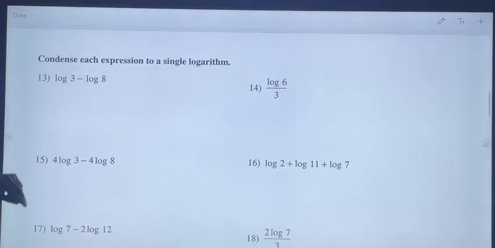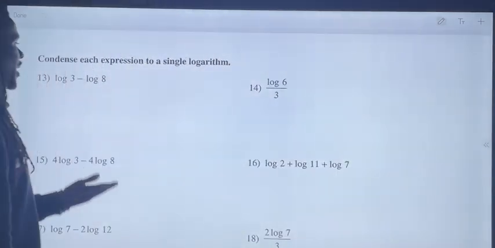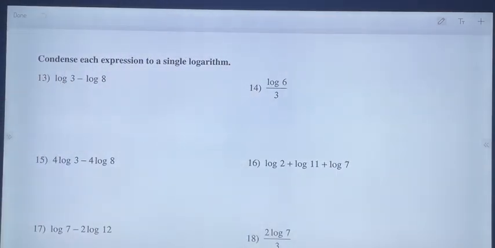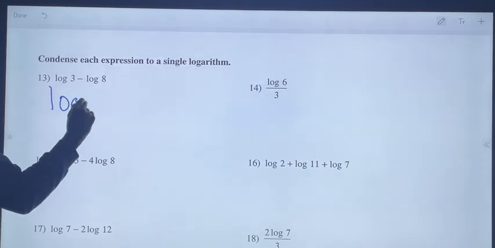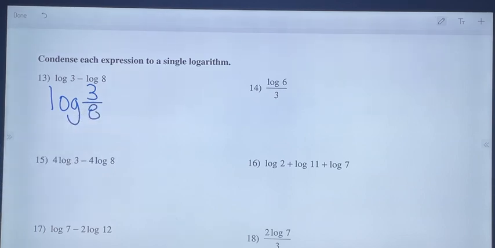Now, in this game, you're going to condense it. We're going backwards, so now we're going from expanded form to condensed form. In 13, I got log 3 minus log 8. What's that look like when it's condensed? We're first subtracting, right? When we're subtracting, we're really dividing. So this becomes log 3 divided by 8.